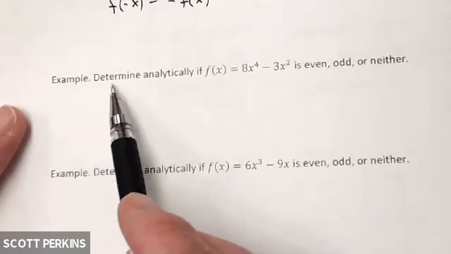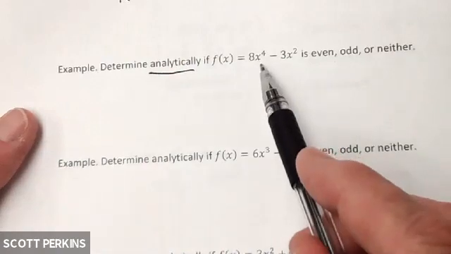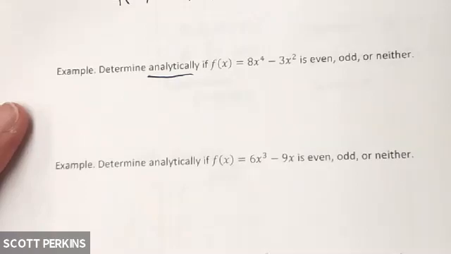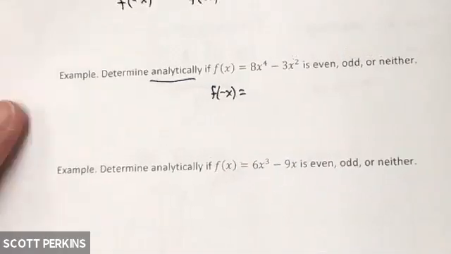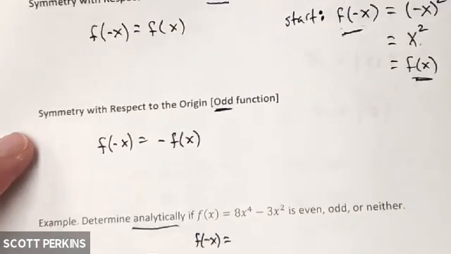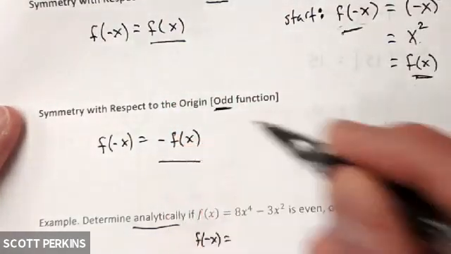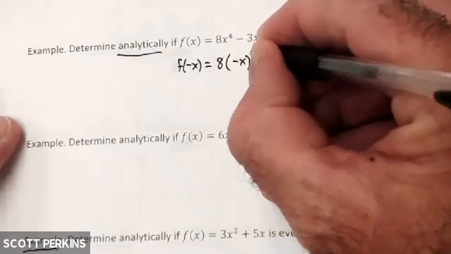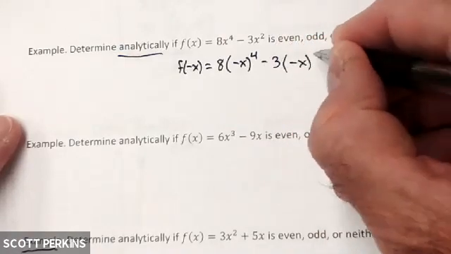What I'm going to do for this example is determine analytically, that's the key here, if 8x to the fourth minus 3x squared is even, odd, or neither. So I'm going to start off with this statement, f of negative x. And I am going to determine, according to my definitions, do I end up with what I started with, f of x, or do I end up with the exact opposite of what I started with? So here goes. I'm going to have 8, and then I'm going to put negative x in there and raise it to the fourth power, and then minus 3, and have negative x in there raised to the second power.